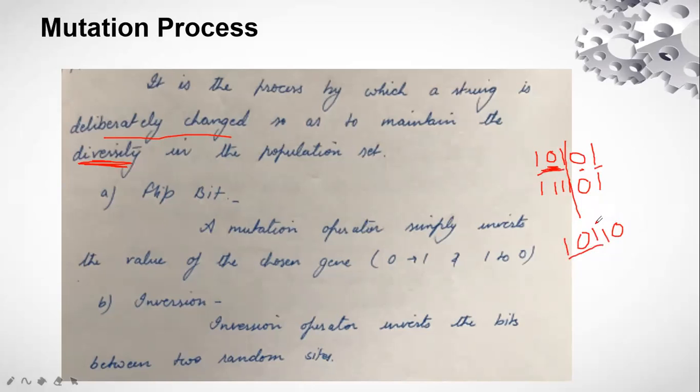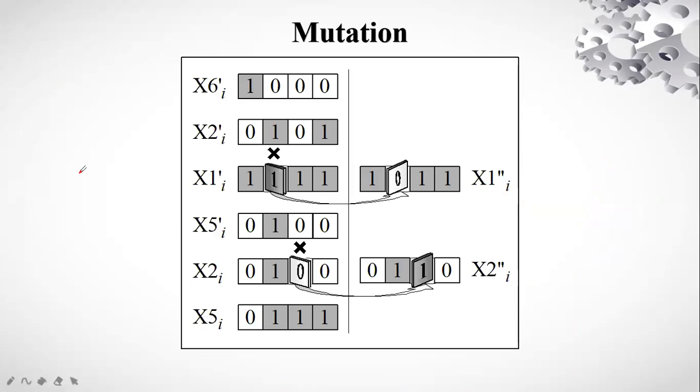For 0, I have made it 1 and for 1, I have made it 0. So this is how the inversion or flip bit is taking place, right? So this is how the mutation process takes place. Now this is just an example I have given. Let's say this is an individual chromosome on which I am applying the mutation operator.